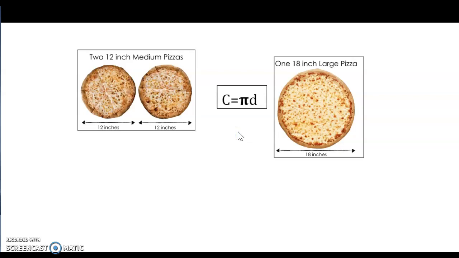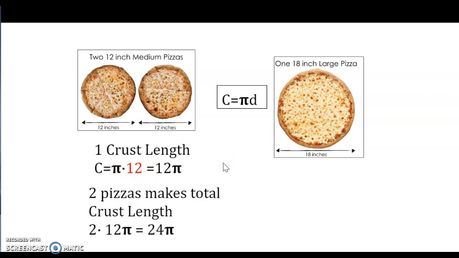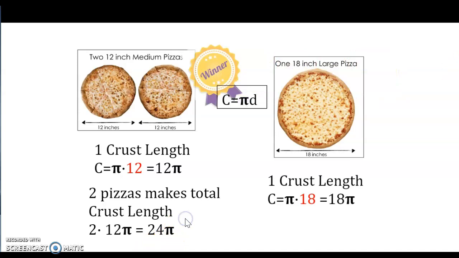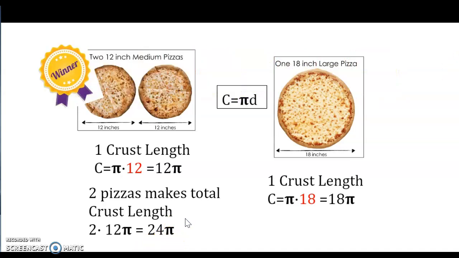Using the formula, C is pi times diameter. So that's going to be pi times 12, 12 pi. And you have two pizzas, so you have 24 pi inches of crust. What about the 18-inch large pizza? You have diameter is 18, so it's going to be 18 pi. Which is bigger, 18 pi or 24 pi? The winner is ordering two 12-inch medium pizzas. Yum.